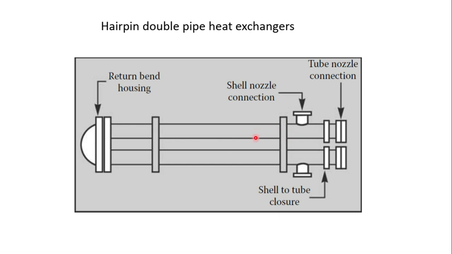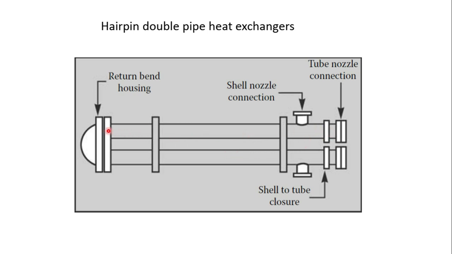The previous one was the simplest design of the double pipe heat exchanger. This is the double pipe heat exchanger with the name hairpin double pipe heat exchanger. The name hairpin comes from the simple hairpin that can be used to pin up the hair. This configuration is similar to that of the hairpin, so that's why it is known as the hairpin double pipe heat exchanger.